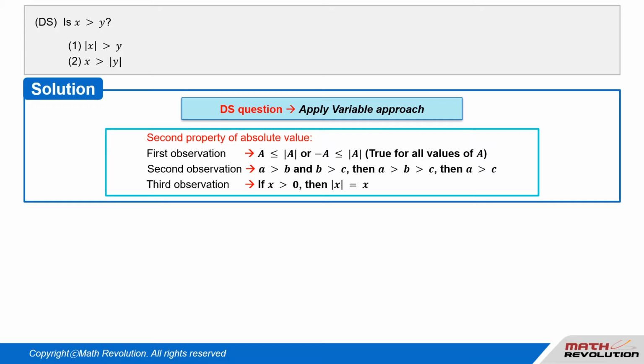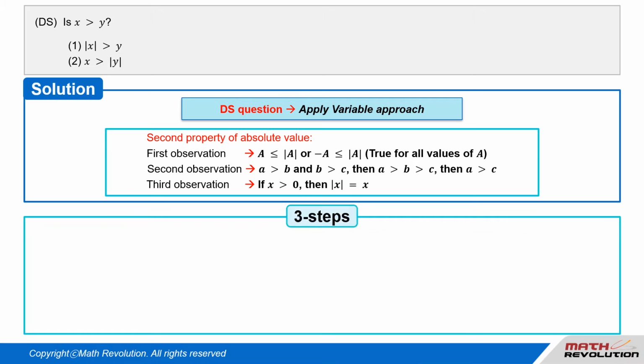When A is greater than B and B is greater than C, then A is greater than B is greater than C, and when A is greater than B is greater than C, then A is greater than C. Second observation. When x is greater than 0, absolute value of x equals x. Third observation. Let's apply the 3 steps suggested previously.